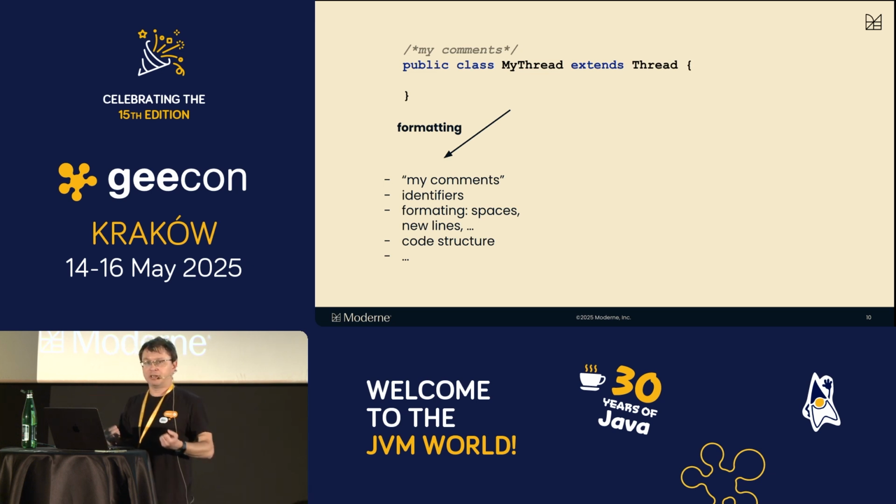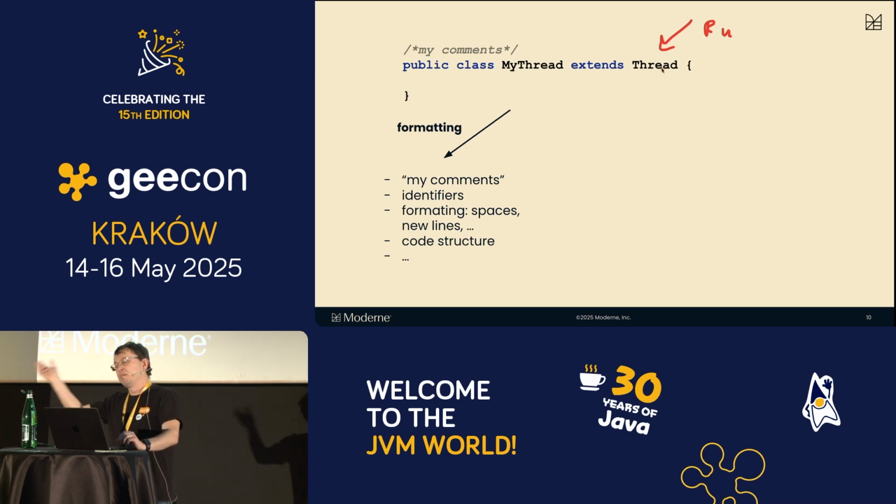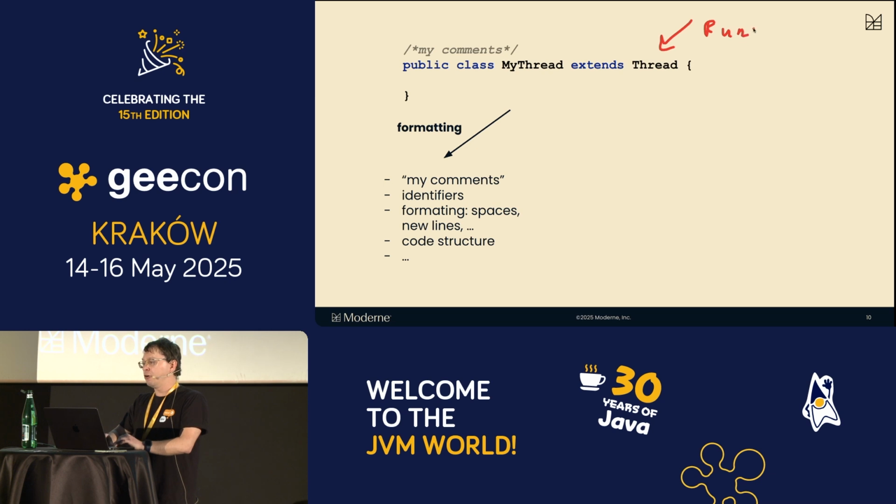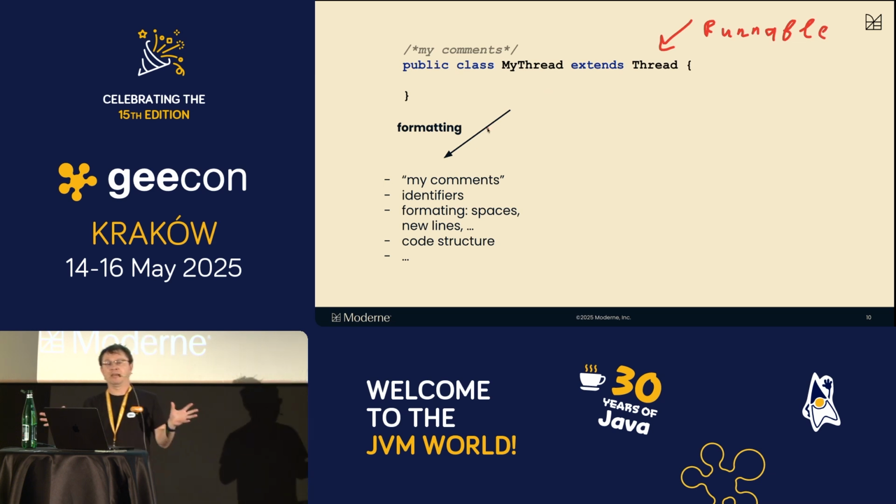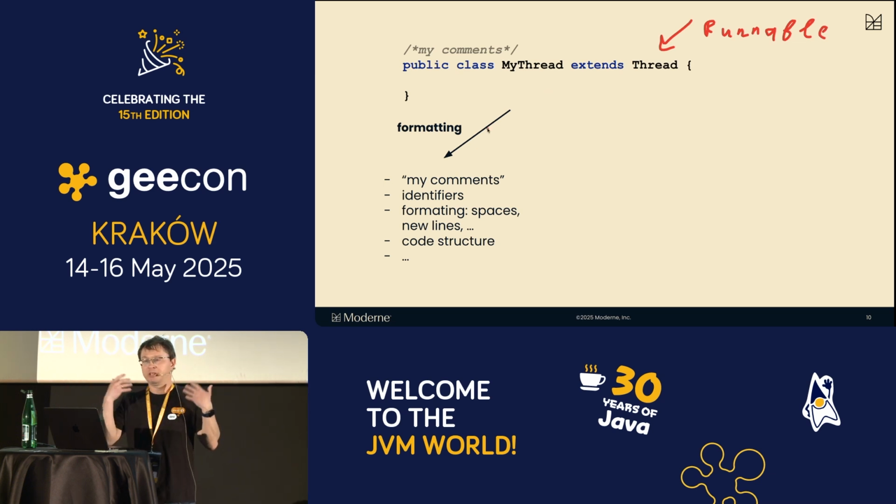But this information will not be enough if, for example, you would ask the system, let's find all classes that extend or implement Runnable. Because Runnable is not present in this code snippet. Runnable is present in Thread. So Thread implements Runnable. So if you would like to find all classes that implement Runnable, you will not be able to do this based on the standard AST tree representation.